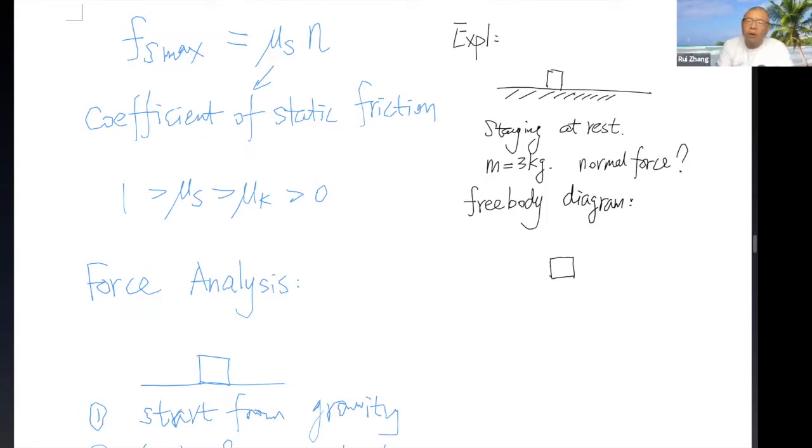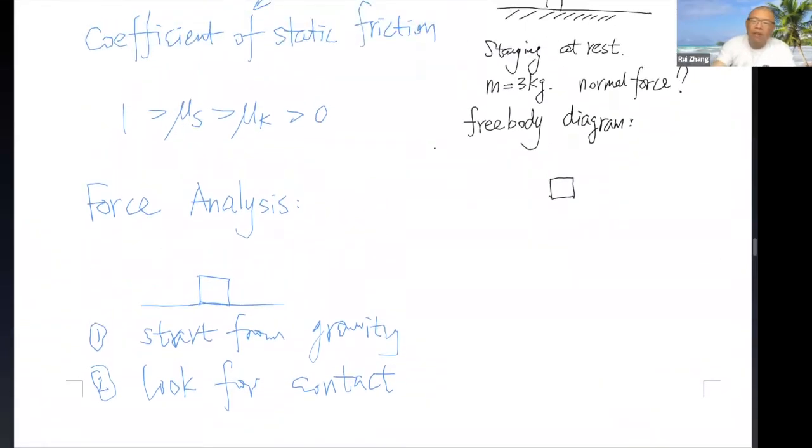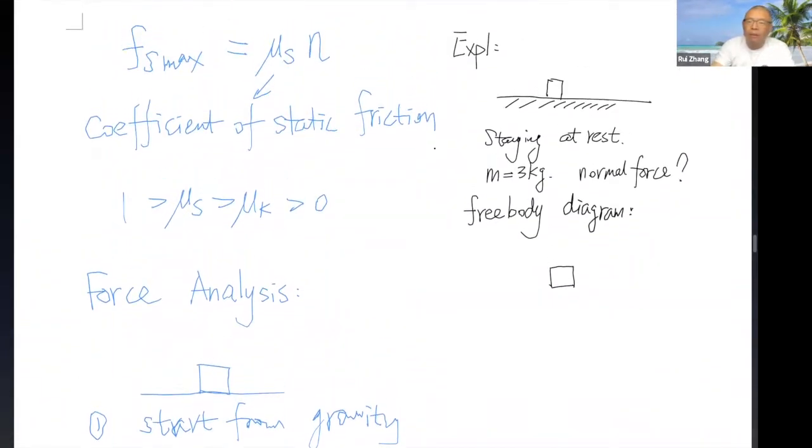Now, how do we do that? Remember what I said yesterday: you should always start from gravity, because unless the problem specifies that the thing is in space, mostly we assume that it's on the surface of the Earth. So there's always going to be gravity. You draw gravity first, like this, and I'll label it as mg.